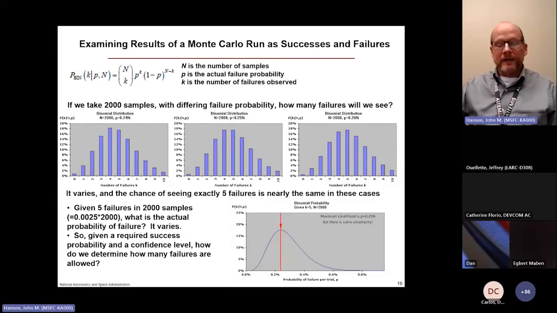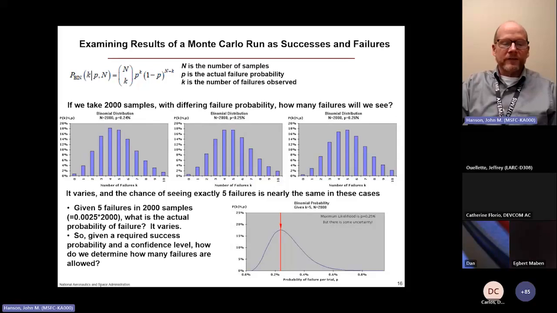But I might actually have a lower likelihood of failure. I might actually have a higher actual likelihood of failure. And if I said, oh, I saw 5, I'll just take 5 divided by 2,000 and say my failure likelihood is 0.25. Well, there's actually more than half of the cases where I would be underestimating the likelihood of failure. You can see that the area under the curve is bigger to the right of the vertical line than to the left.